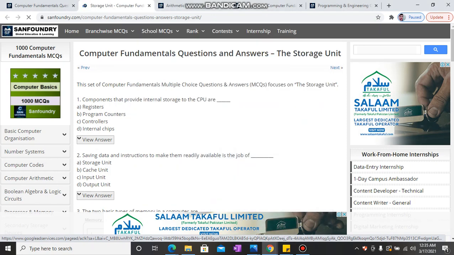Hello everyone. Today we will be covering three parts of computer fundamental questions and answers. So let's get started with the storage unit.